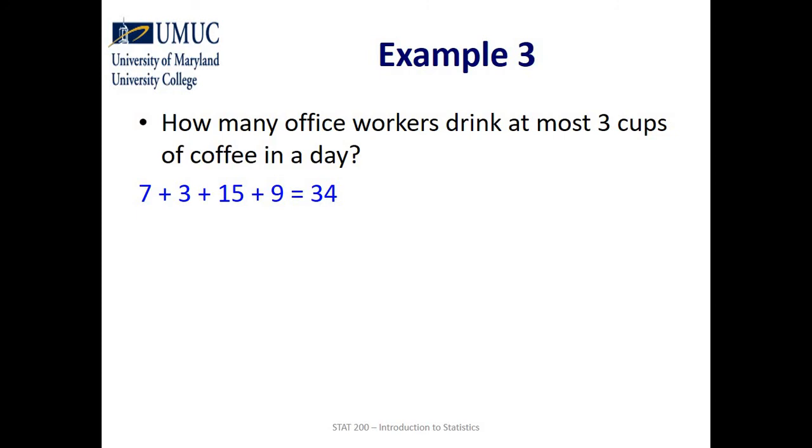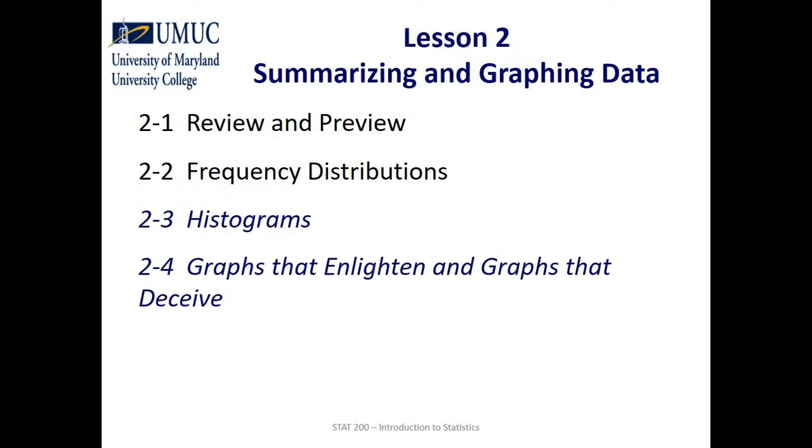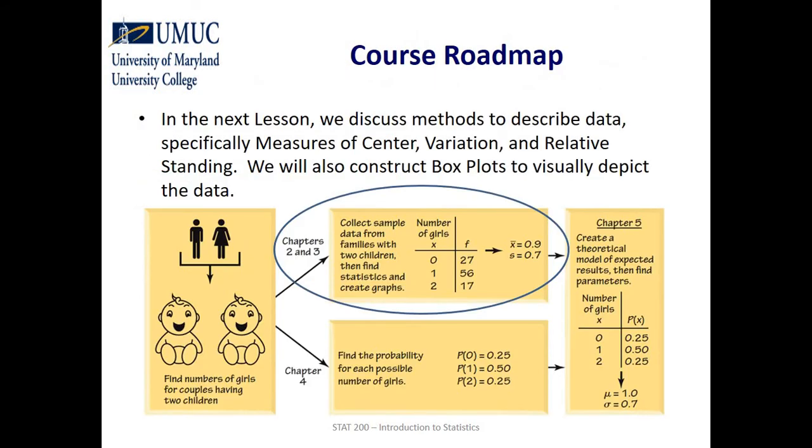Okay, so there's an example. We've shown graphs, we showed how to generate a histogram from a frequency distribution. We looked at different kinds of graphs, normally distributed, uniform distributed, different skews, and then we looked at all those other graphs, looked at examples, and then we worked an example. So hopefully you now understand all of that information with our histograms and then our graphs that enlighten and our graphs that deceive.